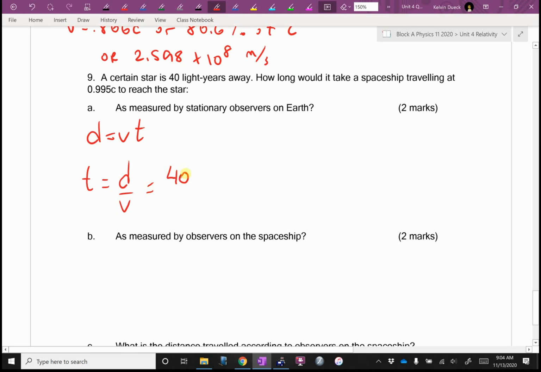The distance is 40 light years. The speed is 0.995 c. Wonderfully, the c's cancel, and I get years. By the way, if I was traveling at the speed of light, how long would it take? Exactly 40 years. We're nearly the speed of light. I'm going to guess that you're going to get an answer just slightly bigger than 40. It's not going to take you 60 years.